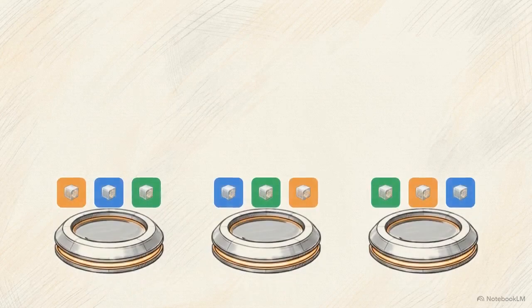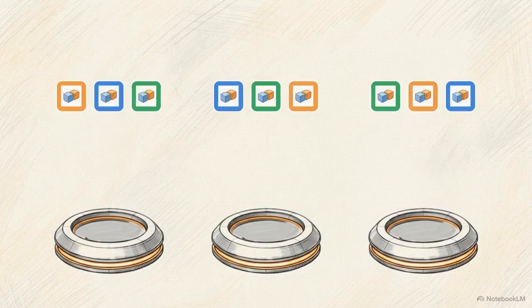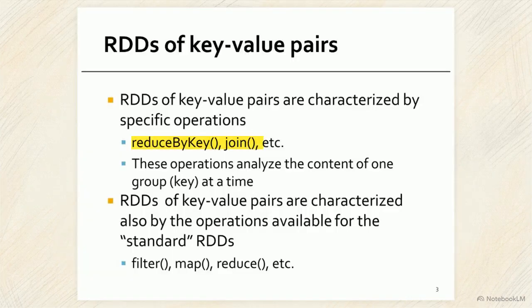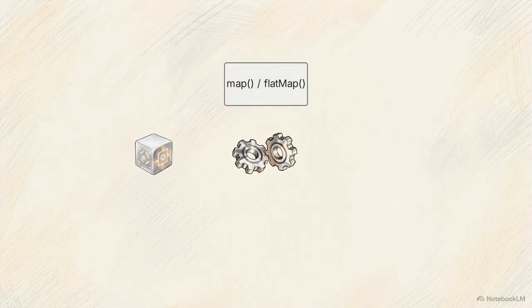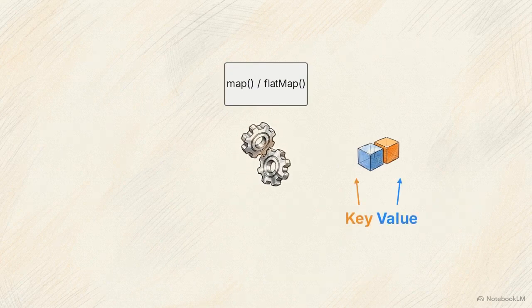Beyond choosing better functions, we can also specialize the structural topology of the RDD to ensure related data remains physically close together on the same nodes. As seen here, pair RDDs organize data into key-value tuples, unlocking operations like reduceByKey. By analyzing one key group at a time, Spark combines values locally before attempting cross-partition merging. You can build these pair RDDs from any standard dataset by applying a map or flatMap transformation to extract a key from the raw data.